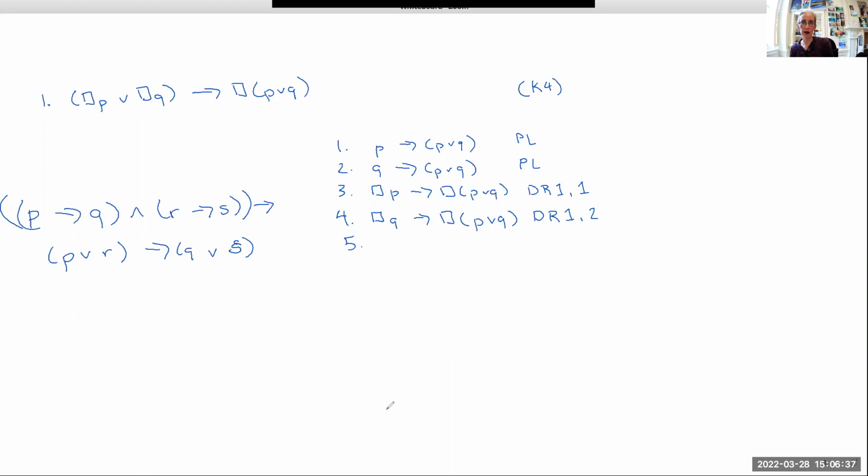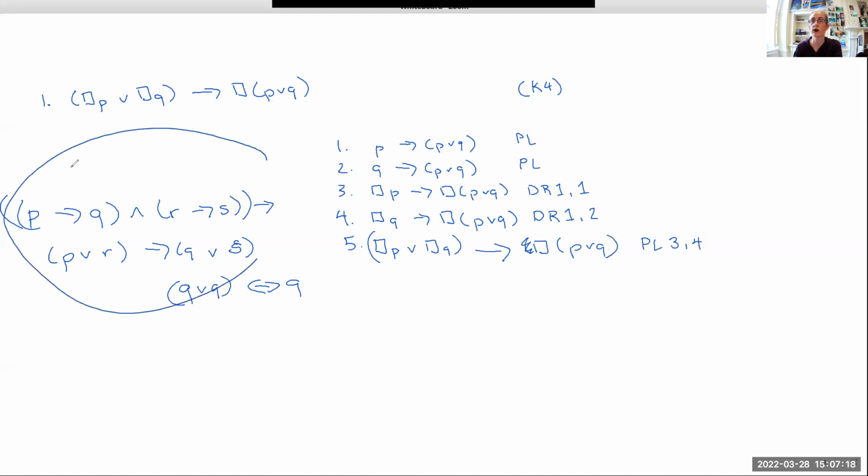You can see now how this will be relevant to the particular proof, because we've got two antecedents, each of which actually happens to give us the same consequent, and we all know that Q or Q is just equivalent to Q. What we want is a disjunctive antecedent, so we can use propositional logic to put together the fact that necessary P leads to necessary P or Q, and necessary Q leads to necessary P or Q. So if we have either one of these, then we can get our desired result. So propositional logic 3 and 4, and the propositional tautology being used is this one.